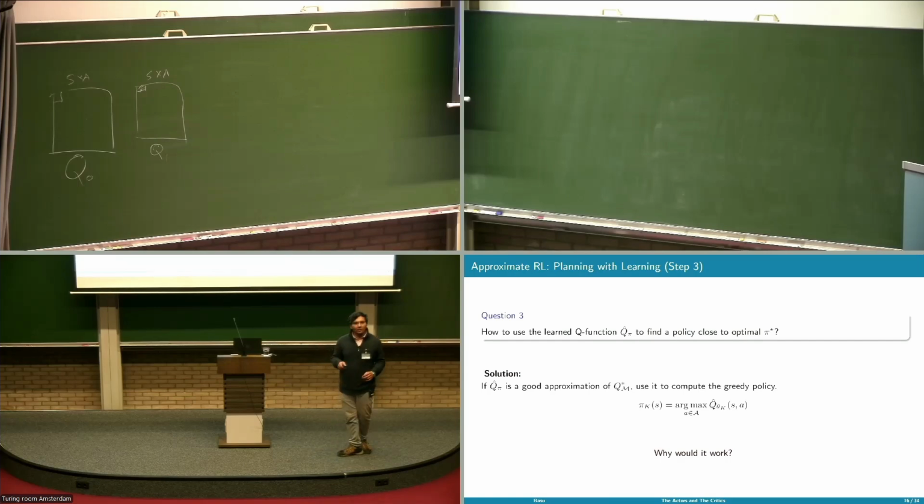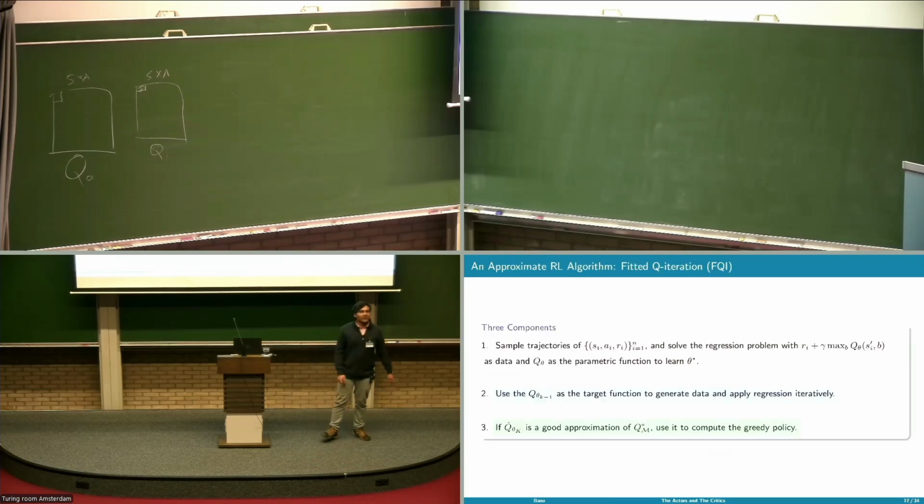The question is, why would it work? Think of it. We'll get the answer in a bit, but think of it, and then I'll ask again: why do you think, after doing all this learning and approximation, I am still saying the greedy policy is a good way to go?